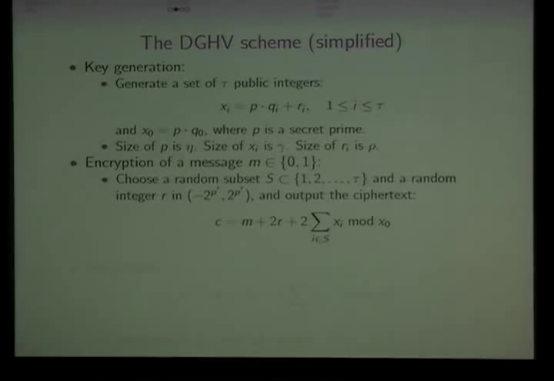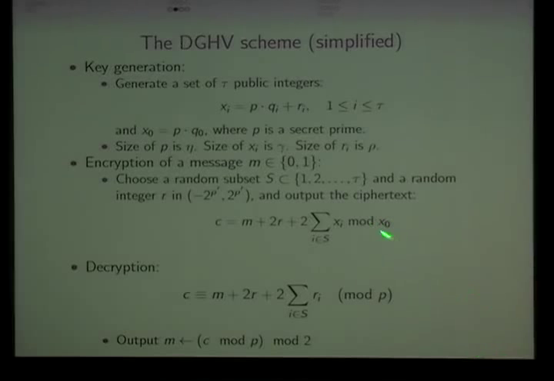So then, how do you encrypt the message with that? You pick your message, you add some small even noise to it, and you add a secret random subset sum of your public key elements. And how can you decrypt that? That's all mod x0, and I can reduce it mod p, since x0 is a multiple of p. And I see that the ciphertext is the message plus something even.